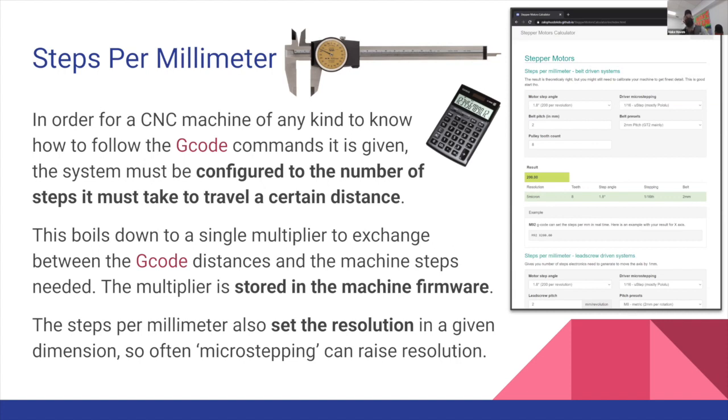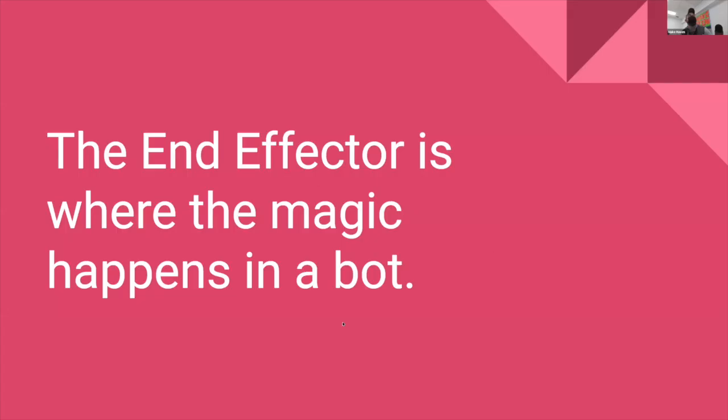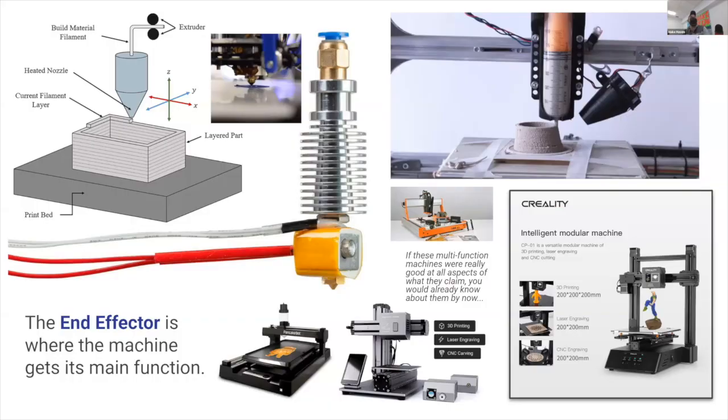But it's stored inside the machine firmware. You shouldn't have to deal with it. The nice thing is that we will, fingers crossed, only need to do this once in order to get it right, and our machine will be happy for forever on. But basically, if you've got some sort of a machine, the magic of the machine always happens at the end effector. So the end effector is where it does what it's going to do.